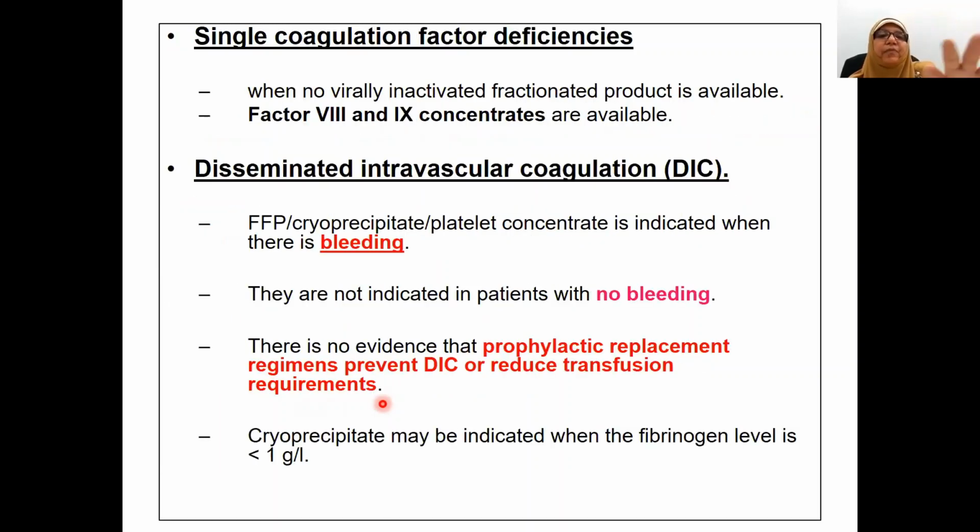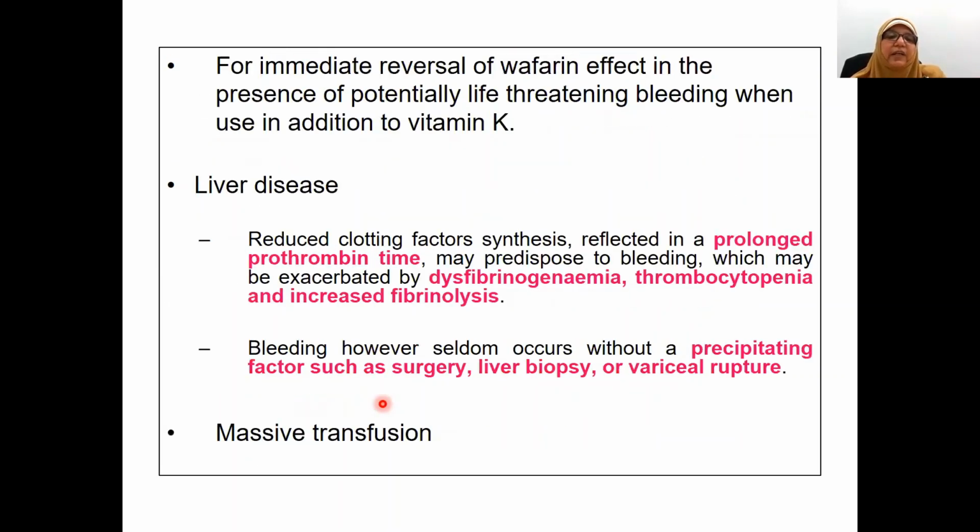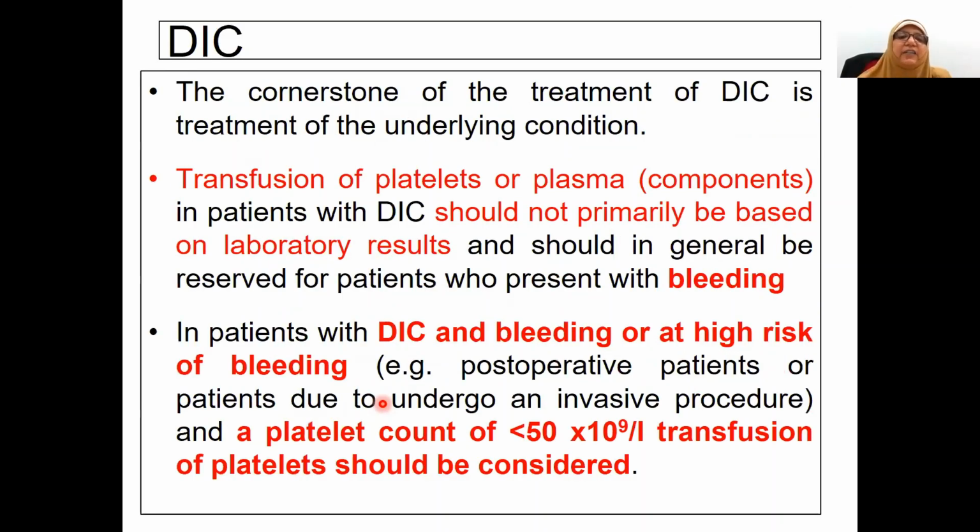This one you can read yourself. I just want to show this guideline from the British Society of Haematology, the guideline for DIC. It says here that transfusion of platelets or plasma in DIC patients should not primarily be based on lab results, and should in general be reserved for patients who are bleeding.